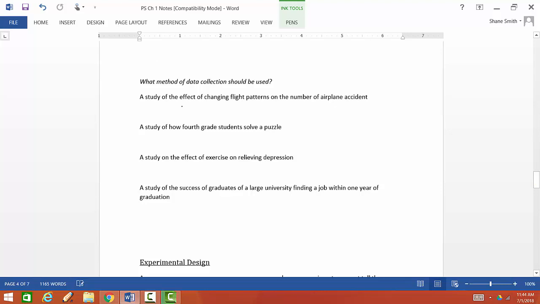I would say the best for this one would be a simulation, because you can't actually crash airplanes in the air, right? Unless you're a very evil person, you're not going to want to do that. So simulation is probably going to be the most logical one to do here. What about a study of how 4th grade students solve a puzzle? Well, we're not really changing anything. We're just watching them solve a puzzle. So this is an observational study.